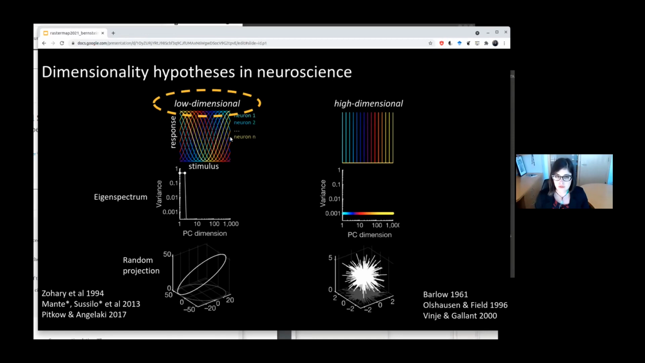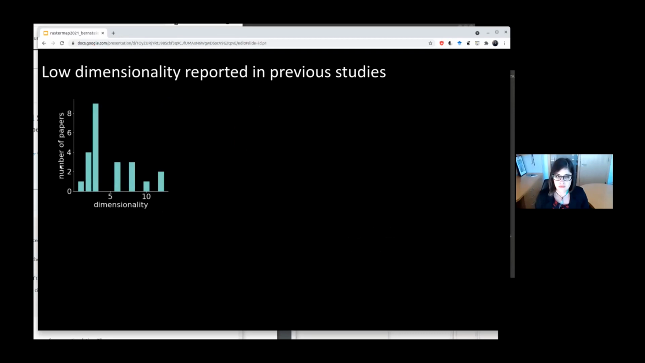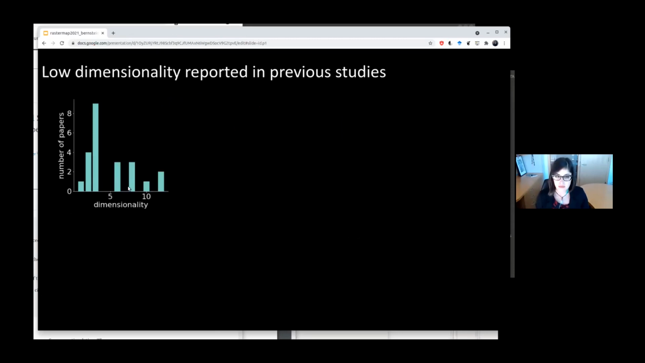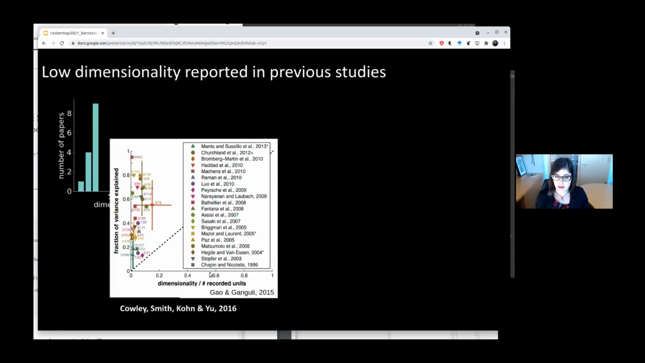A lot of papers in the past have suggested that neural activity is low dimensional. I've made a summary of the papers that were, for instance, in this review paper from Gao and Ganguly. But there's an important point that this review paper makes about the dimensionality of these recordings, which is, in this case, around 10 or less, and also this paper here, that your dimensionality is limited by the number of neurons that you've recorded, and also the number of stimuli, or the complexity of the task that you're using.